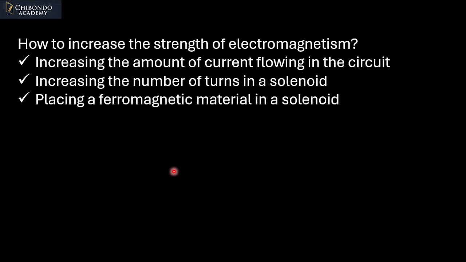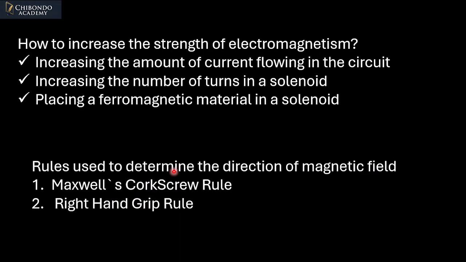And again, you can increase the strength by increasing the number of turns in a solenoid. Previously, we discussed what a solenoid is. You can also place a ferromagnetic material inside the solenoid. By doing so, you will increase the strength of an electromagnet.